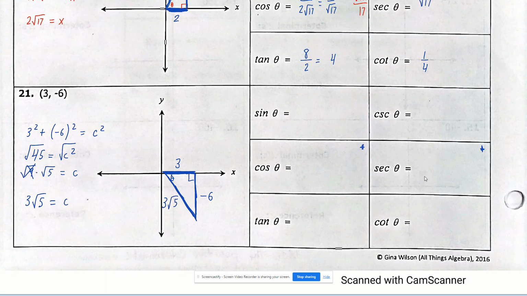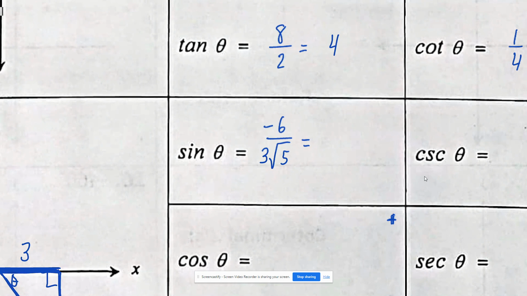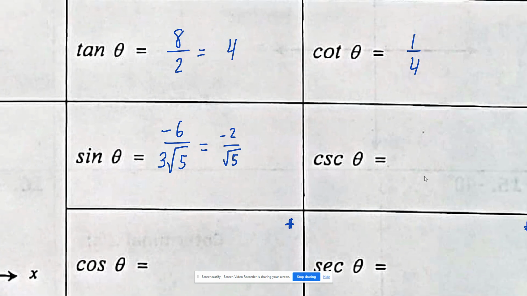So similar to the last problem, watch. Sine: opposite leg, that's negative 6, over hypotenuse, that's 3 square root of 5. Now, again, kind of like that last one, look at this. Negative 6 divided by 3 is negative 2 over 1. So for cosecant, I'm going to flip that. That's going to be square root of 5 over negative 2. And I just put it out front because that's fine.